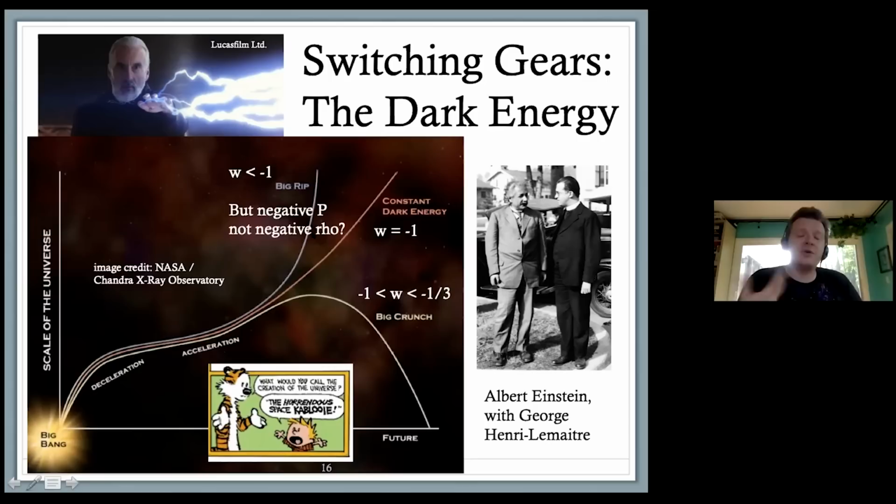So that, for example, it follows the opposite of Newton's third law. If you push it, it doesn't push back. It sucks you in. It's like a reverse Newton's third law that dark energy follows.